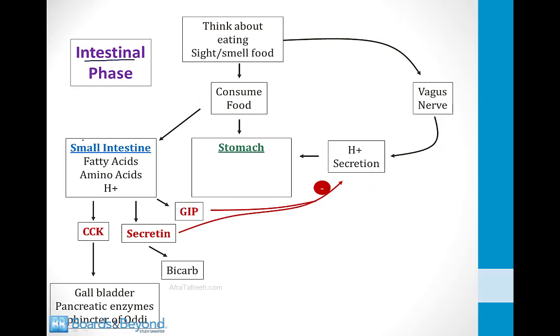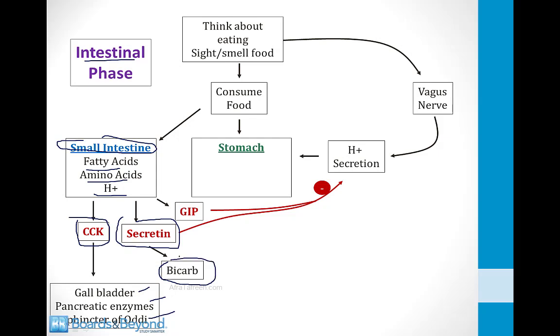In this phase, food has reached the small intestine, so fatty acids and amino acids and protons are present in the small intestine. These things will trigger the release of cholecystokinin, which will stimulate the gallbladder to contract. It will stimulate the release of pancreatic enzymes, and it will relax the sphincter of Oddi. Secretin will also be released, which can promote bicarb secretion by the pancreas.